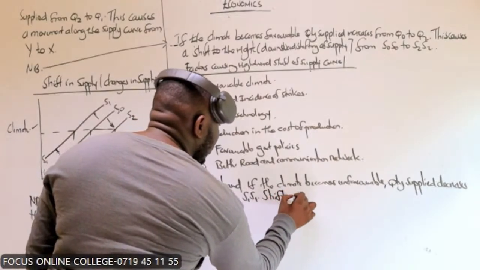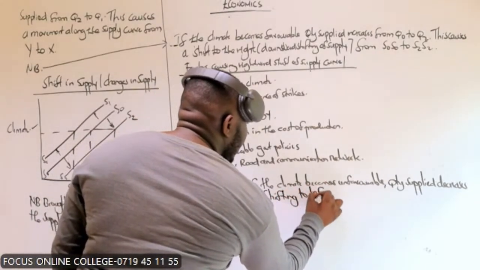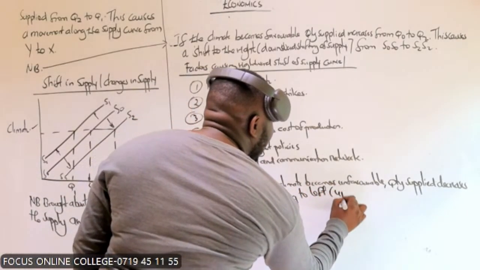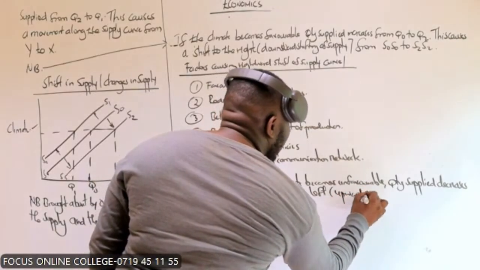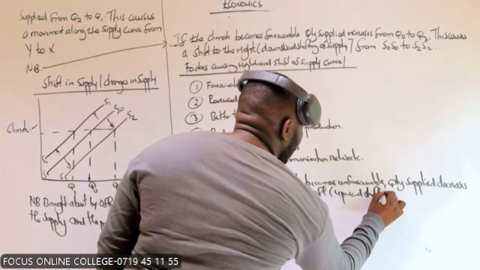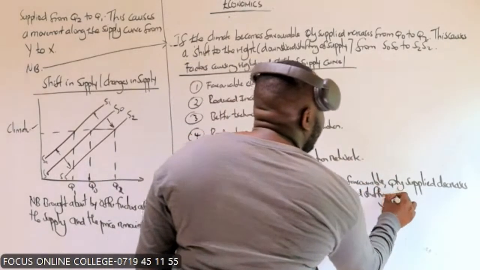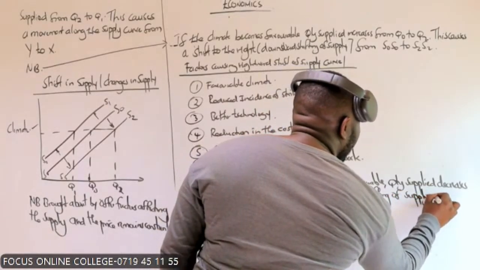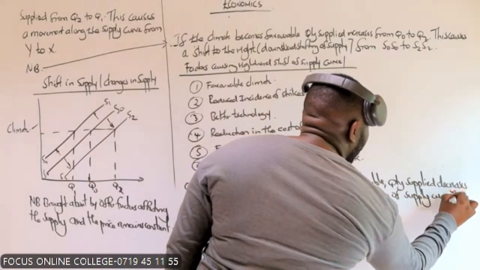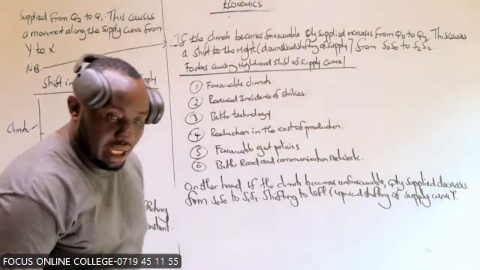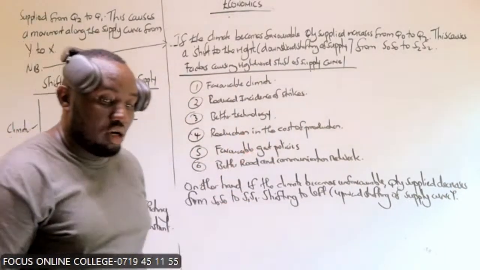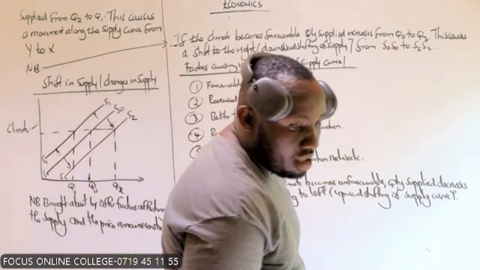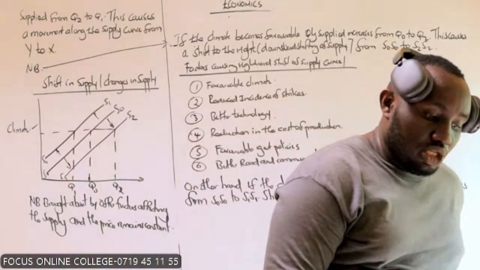Shifting to the left. So that is what we call upward shifting of the supply curve. That is what you definitely call upward shifting of the supply curve, together.